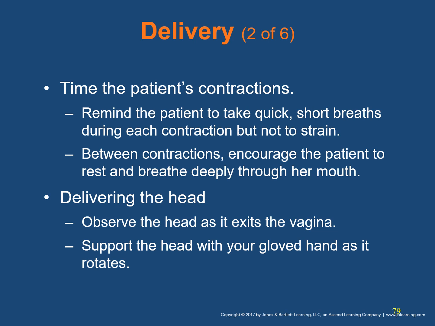Follow the steps in skill drill 33-1 to deliver the newborn. Delivering the head. Observe the head as it begins to exit the vagina so you can provide support as it emerges. Place your sterile gloved hand on the emerging bony parts of the head to control the delivery of the head. Continue to support the head as it rotates.